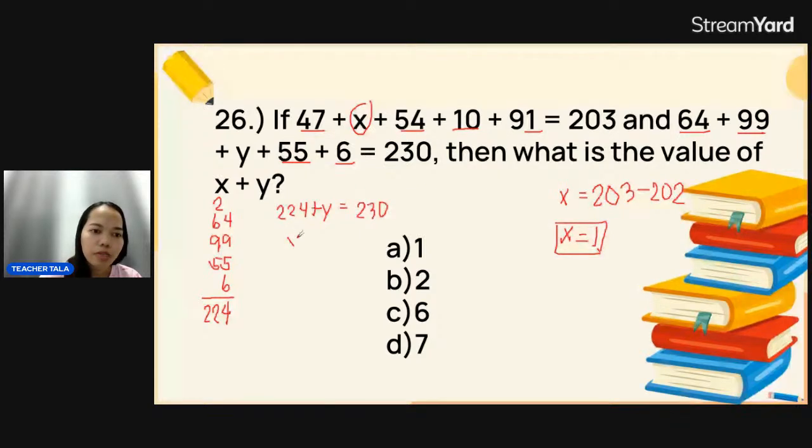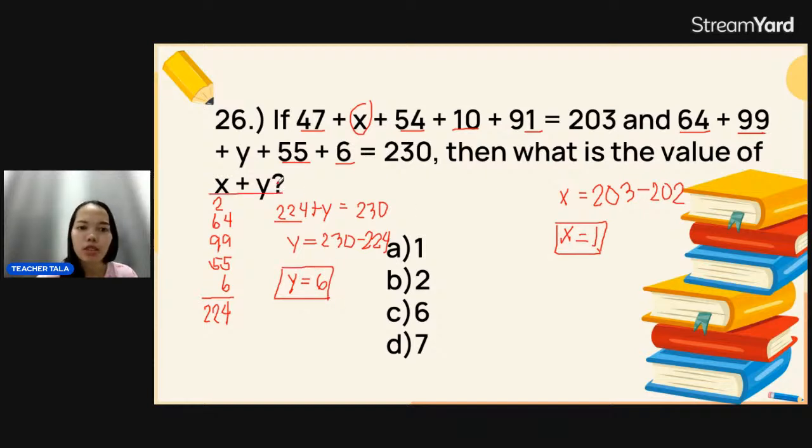Magsistay lang si y sa kabilang side, sa left side. And now, 224, we will transfer it to the right side at magiging negative yan. So, we will have 230 minus 224. Okay, so y is equal to 230 minus 224, that's 6. Okay, so nakuha na natin si x, nakuha na din natin si y. Now, the question is, what is the value of x plus y? So, x plus y equals 1 plus 6. So, the answer is 7.